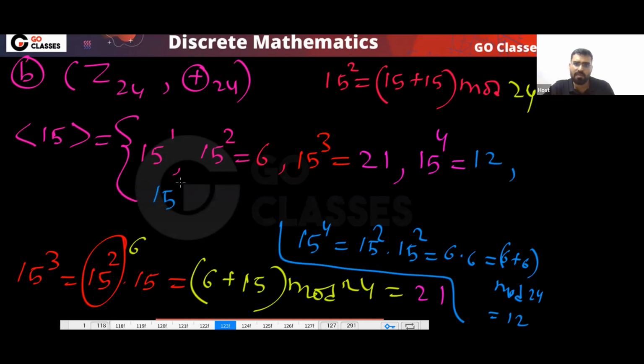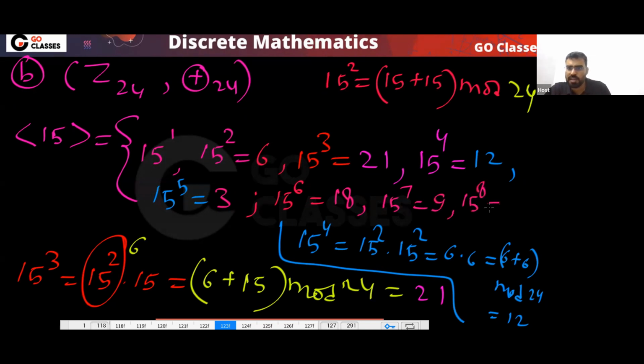What will be 15 power 5? 12 plus 15, so that will be 3. 15 power 6 is 15 power 5 times 15, so that will be 18. What is 15 power 7? That will be 18 plus 15 mod 24, so that will be 9.